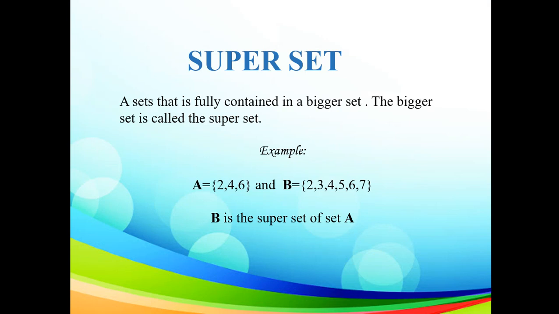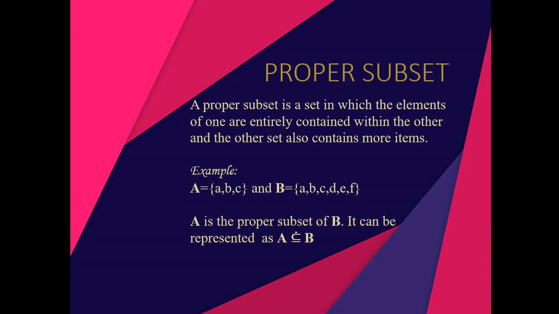That means if we have two sets, for example {2, 4, 6} and another one {2, 3, 4, 5, 6, 7}, B is the superset of A because all the elements of A are present in B. Set A is fully contained in the bigger set, and the bigger set is B. So B is the superset of A.